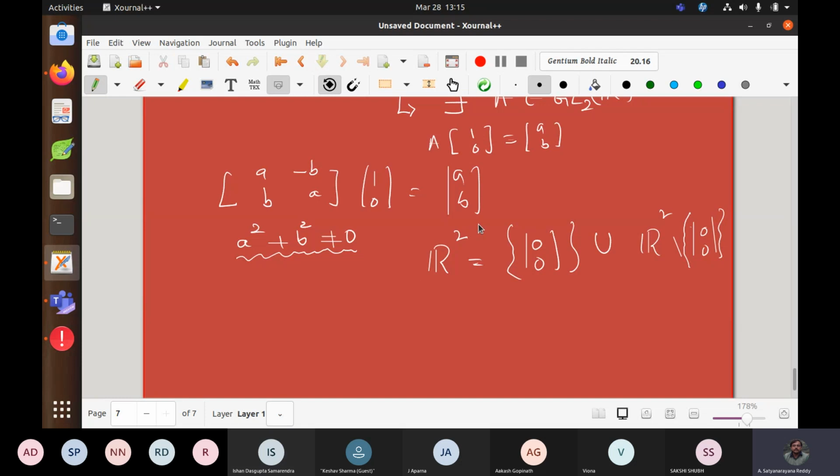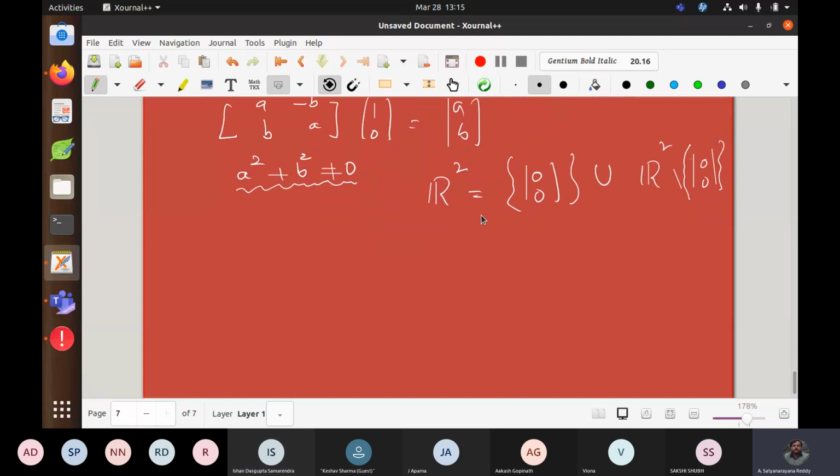I want to ask you now, how do you construct those? I'll come to it in a while. At this juncture, I am just telling for R². Because we proved before that orbits partition, we automatically know all the orbits now. Right, exactly. We didn't even need to calculate them.